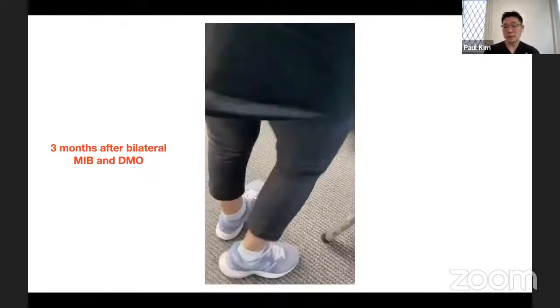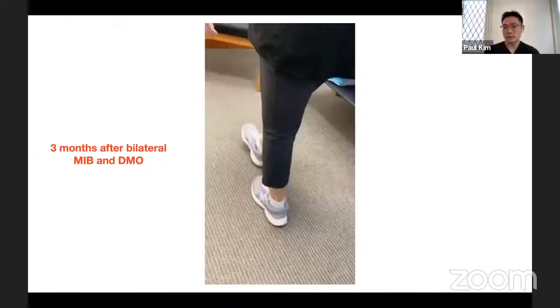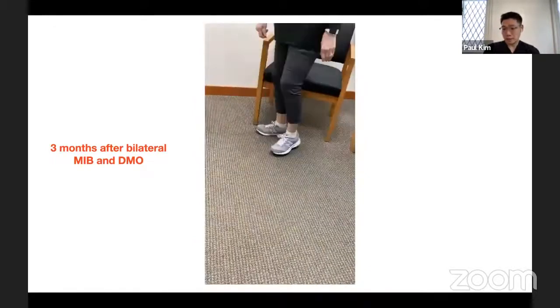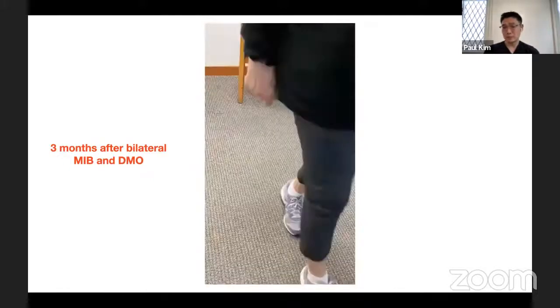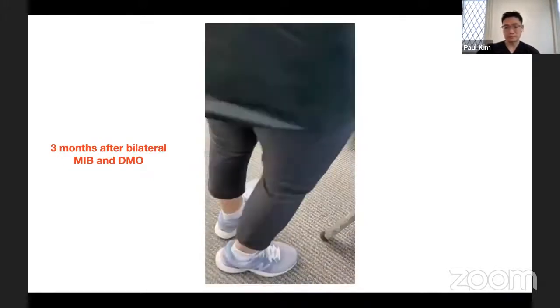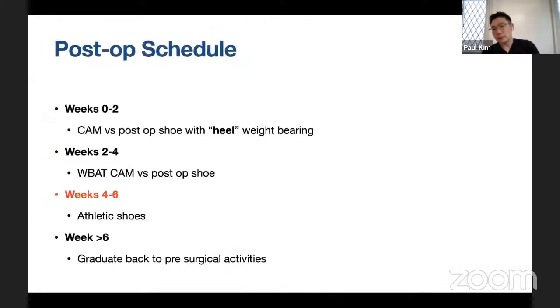And again, overall, it was a total of 6 months to do both feet and recover. But if we would have done both open, she'd still be in recovery. So it's great. If you look at the post-op schedule for the minimally invasive bunion surgery, I put them in a cam boot or a post-op shoe, and I tell them to heel weight bear for 2 weeks. And then after 2 to 4 weeks, they can weight bear as tolerated in a cam boot or a post-op shoe. And at 4 weeks is when I transition them into athletic shoes. And then after 6 weeks, I graduate them back to their pre-surgical activities.